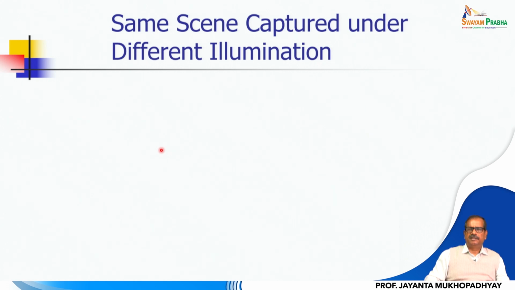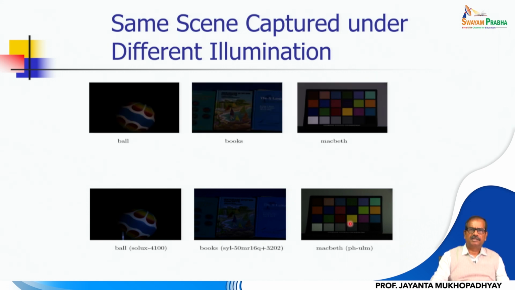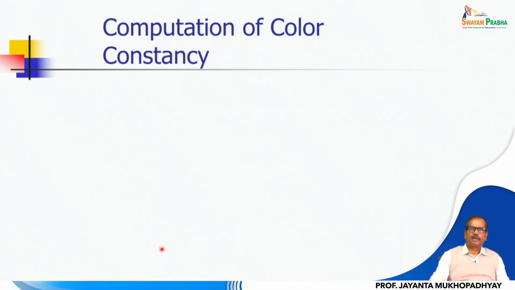One example could be like this once again: these are, say, three different scenes which are captured in some illumination, and in another illumination these are captured of the same scene. So, you can see that there are certain differences in color. So, the question is, can we transfer colors from one illumination to another one? That means, if I specify the source illumination in which it is captured and also specify the destination illumination, will it be possible to get this image from this one by knowing these two pieces of information. So, this is what the computation of color constancy is.